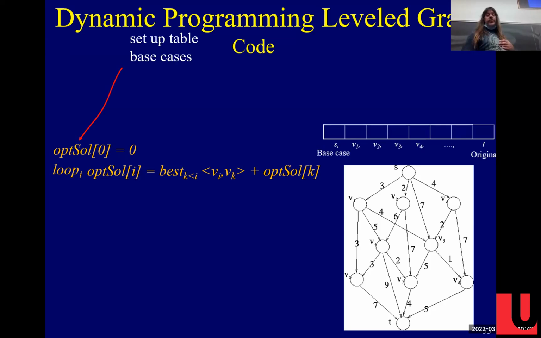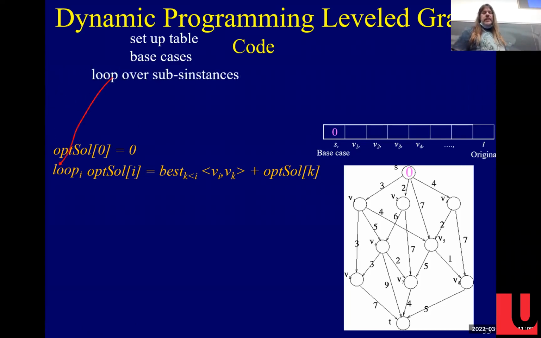All right, so then we need to solve the base case. The base case is what's the shortest path from S to S? Well, it's the empty path, and it has cost 0. So here, I'm storing the solution. I'm saying it's the 0 solution. So we put that in, and then we loop over subinstances.